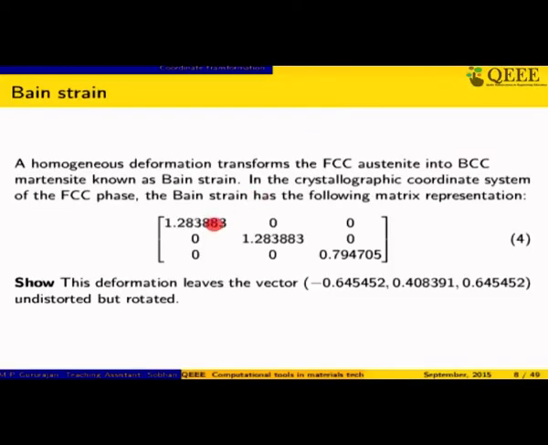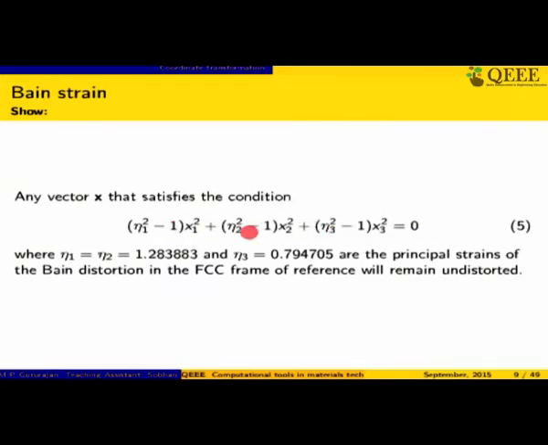What is the vector form that we are talking about? It is a matrix. This is eta 1, this is eta 2, this is eta 3, and if so, any vector which satisfies this condition will remain undistorted but will get rotated. Okay, so the exercise is to show that this is so. So how do we show that?